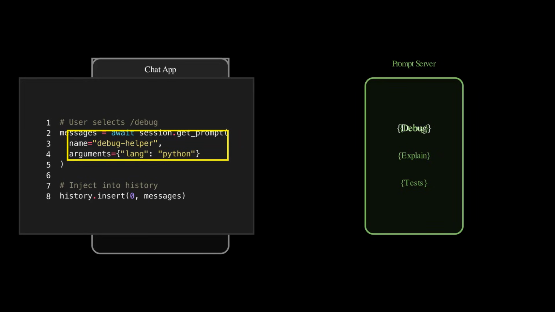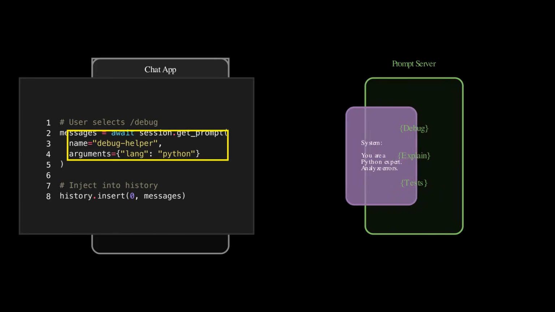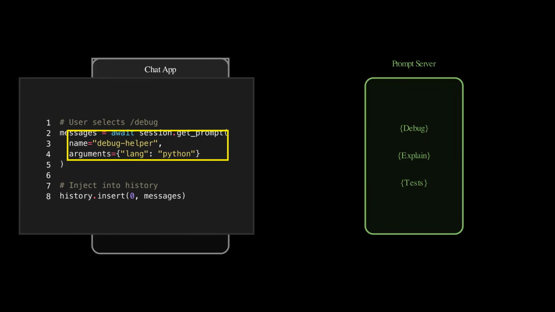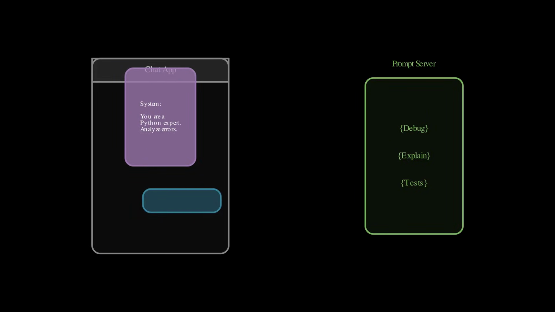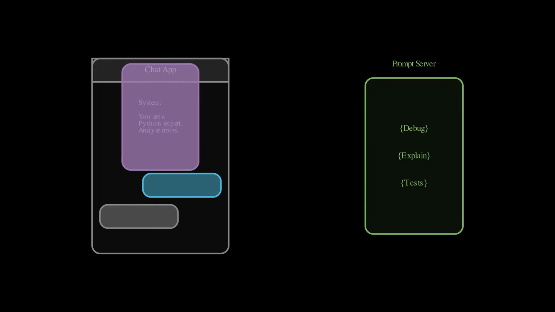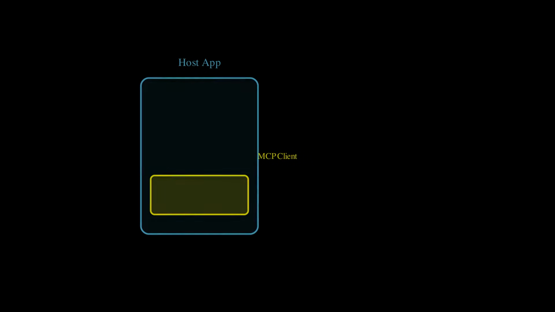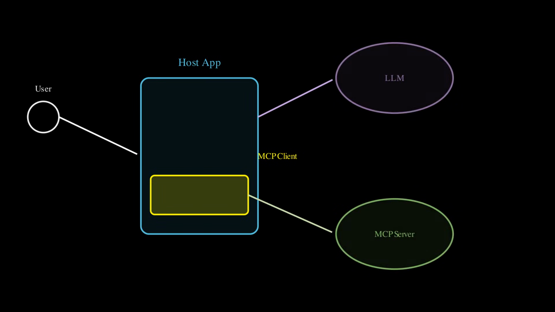The server takes those arguments, hydrates a complex template, and returns a structured message chain. Step 3, the integration. These messages act as system instructions. We inject them at the very start of the conversation history. This is powerful because it allows the server to export prompt engineering expertise. You don't need to know how to debug Python, you just click the prompt, and the server guides the LLM for you. Let's see everything working together in a complete integration.